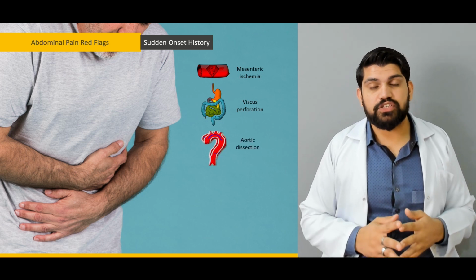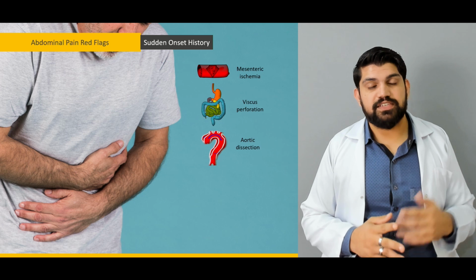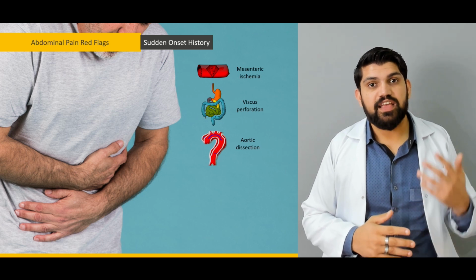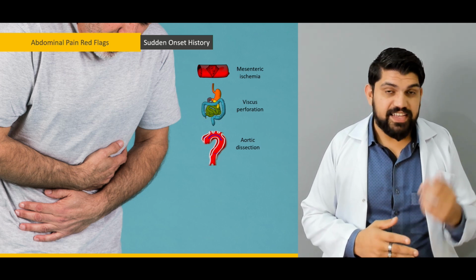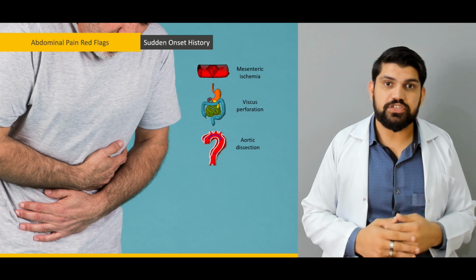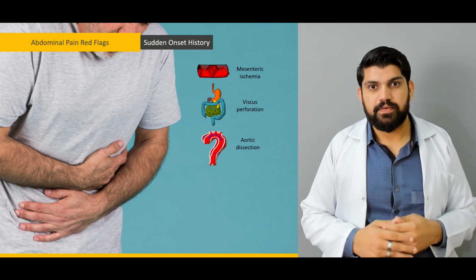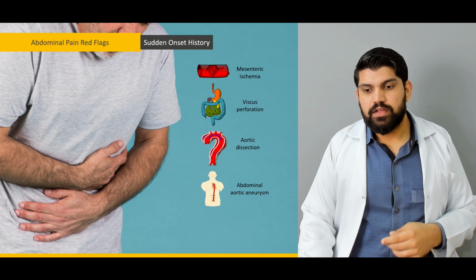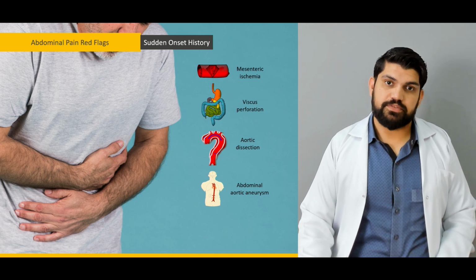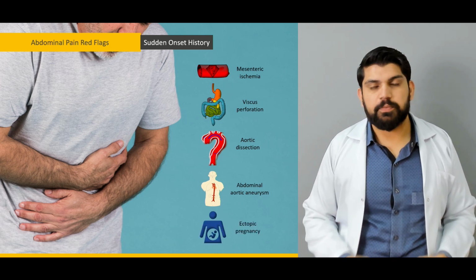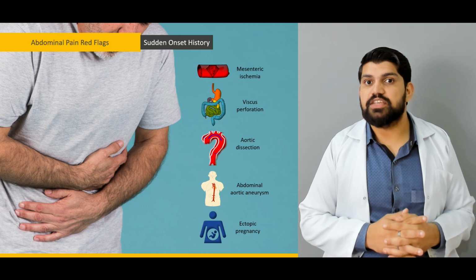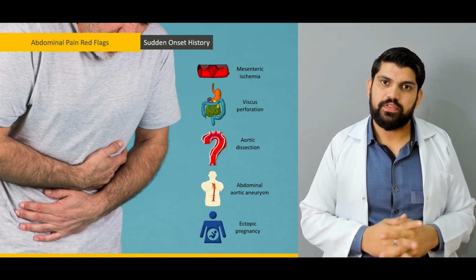Aortic dissection. There are two types, one involves the descending aorta, and one the ascending. Ascending aorta dissection needs surgical treatment. Abdominal aortic aneurysm, ectopic pregnancy. Ectopic pregnancy is also an emergency.